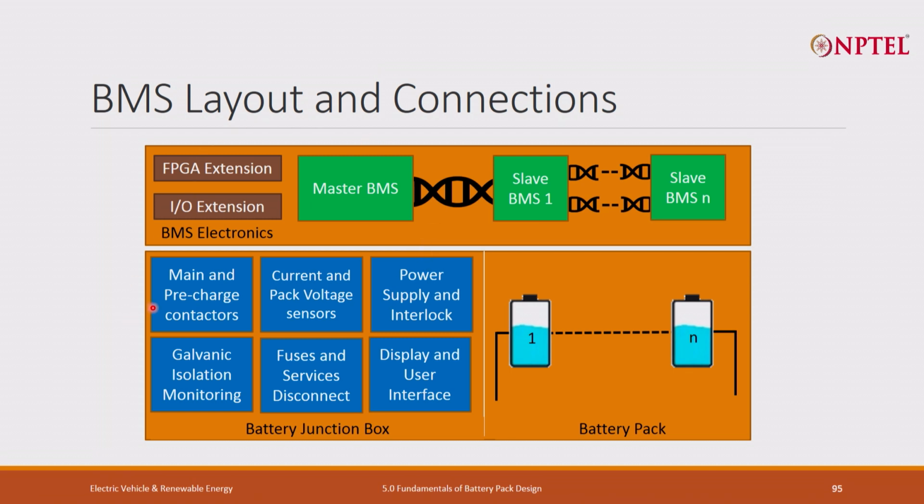And these all would be connected with various sensors like main and pre-charge contactors for controlling and measurement, current and pack voltage sensors, power supply and interlock, galvanic isolation monitoring, fuse and service disconnect. It can also display locally, to the subsystem, on the vehicle dashboard, or connect with the server using IoT. And these are N slaves, N modules, N cells. So that's how a BMS layout and connections happen in a battery pack. Any question till now?